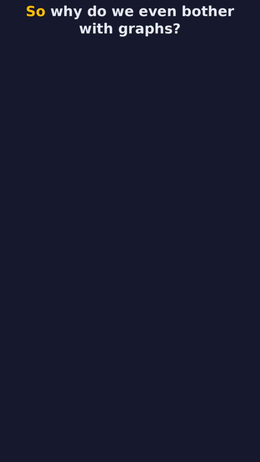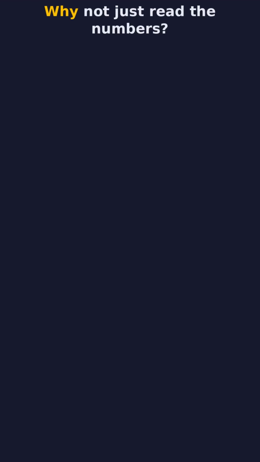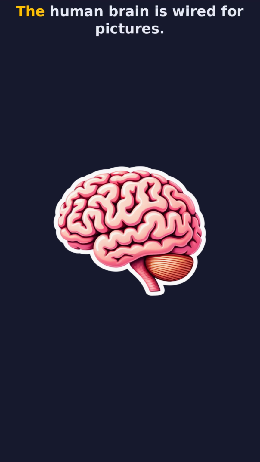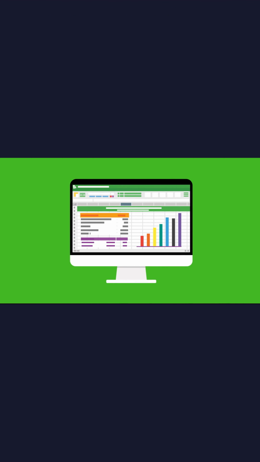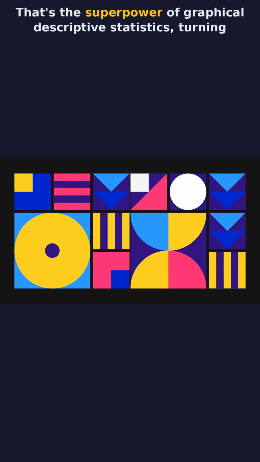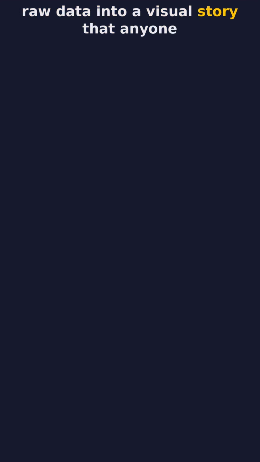Let's go. So why do we even bother with graphs? Why not just read the numbers? Here's the thing. The human brain is wired for pictures. We can stare at a spreadsheet with 500 rows and see nothing. But show us the right chart? Patterns jump off the page in seconds. That's the superpower of graphical descriptive statistics, turning raw data into a visual story that anyone can understand.